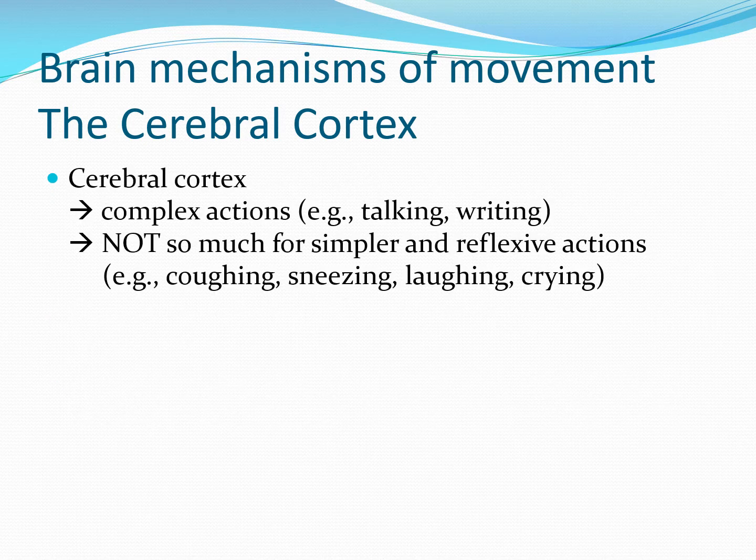So the cerebral cortex is involved in complex actions like talking and writing, or these really more voluntary, complicated motions. It's not involved for those really reflexive actions that are simpler, like coughing and sneezing and laughing and crying. So some of those, like coughing and sneezing, are coming from the medulla.